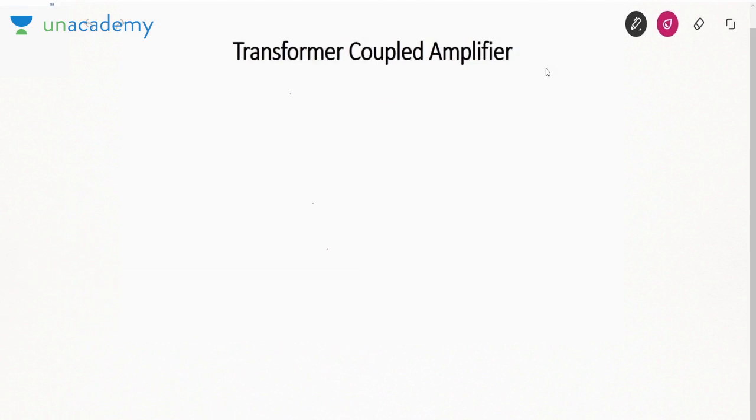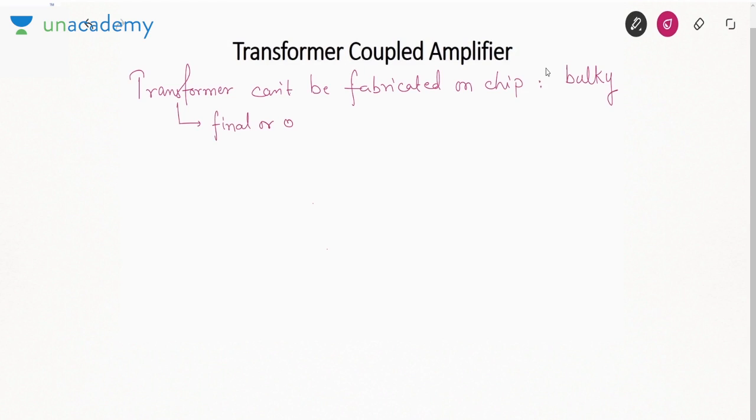The third is called the transformer coupled amplifier. That means a transformer will be used between the stages, and we very well know that a transformer is not a small device and cannot be fabricated on chip. It is bulky. That is why it is always used in the final or output stage. We don't use it in the intermediate stage. Suppose there are 10 stages, then the transformer will only be used in the 10th stage. It cannot be used at any other intermediate stage.